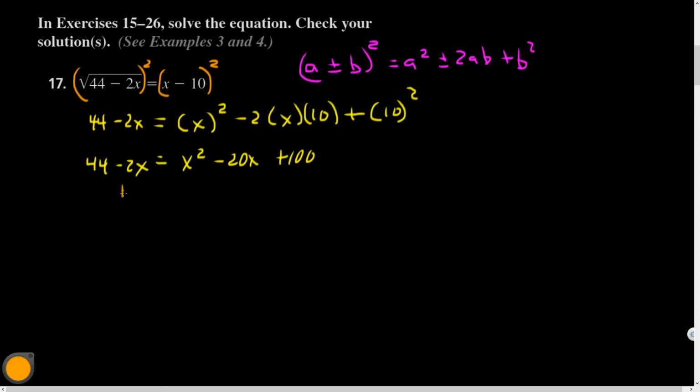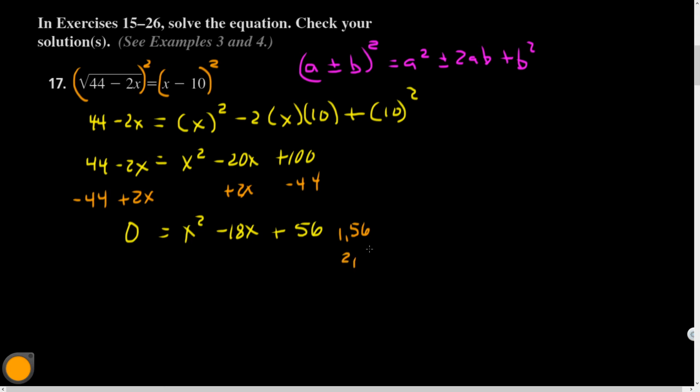Let's double step this. So now that it's a quadratic, I got to set it equal to 0 and solve. So add 2x to both sides, subtract 44, 44. And I get x squared minus 18x plus 56 equals 0. Is this factorable? Factors of 56. Guys, this is the bane of my existence, 56.